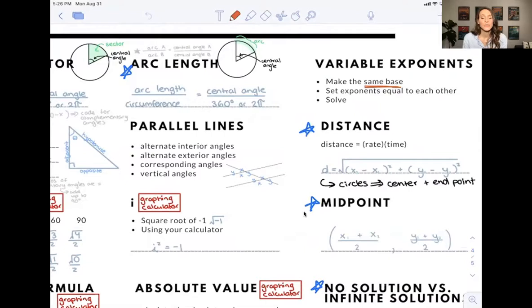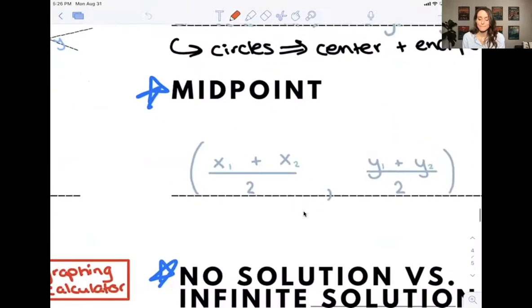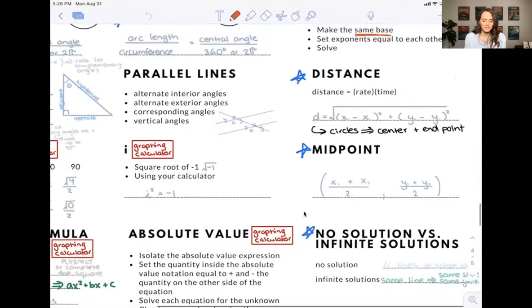You should know that i is the square root of -1 and i squared equals -1. You should know how to find the midpoint if you're given two coordinates. You just add the x coordinates, divide by 2, add the y coordinates, and divide by 2.